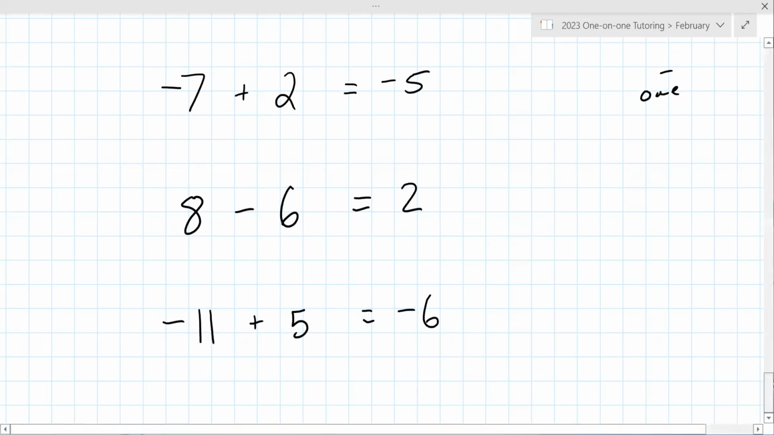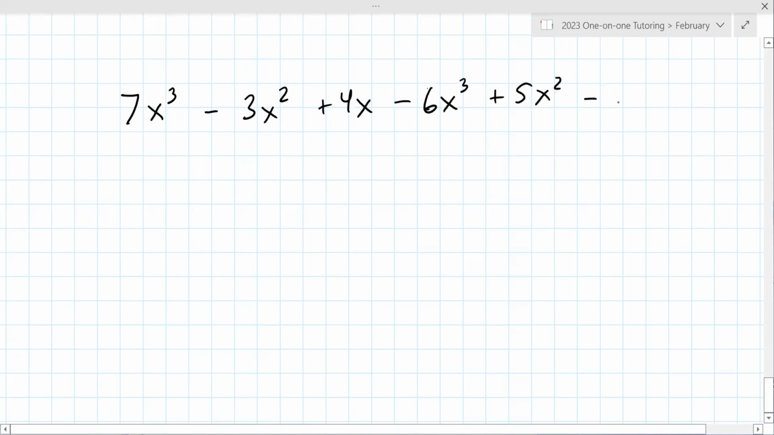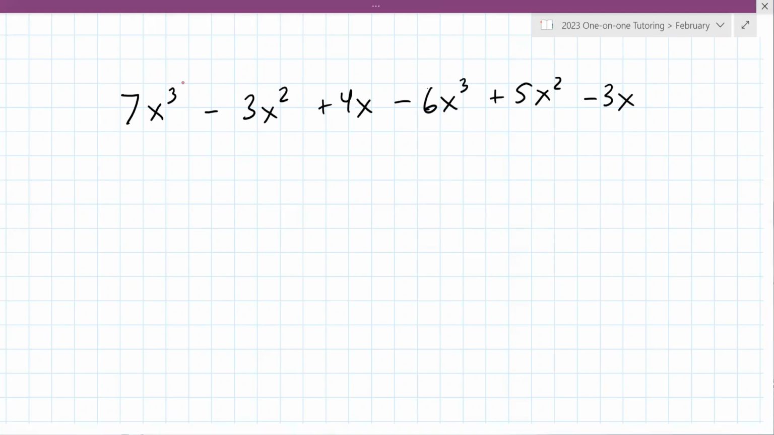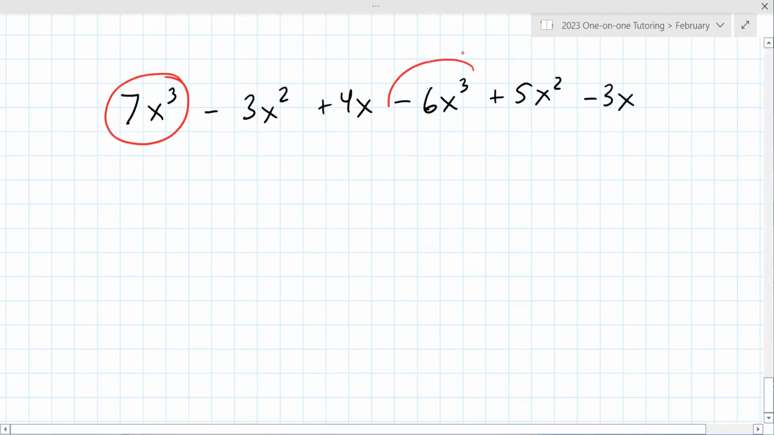So let's go back to a few more of these combining like terms. Let's say it's 7x cubed minus 3x squared plus 4x minus 6x cubed plus 5x squared minus 3x. Okay, so we're going to combine like terms. 7x cubed minus 6x cubed. So just focus on the numbers, 7 and the minus 6. Give me a money scenario for 7 and minus 6.